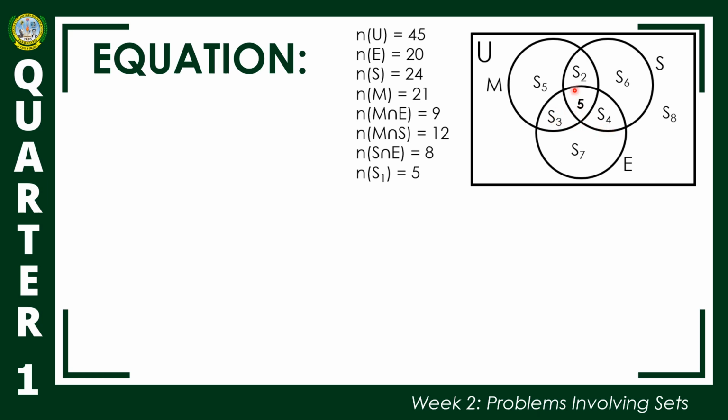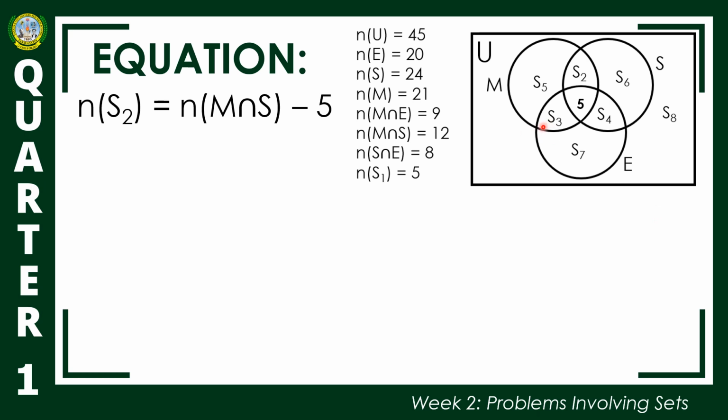Halimbawa po, hahanapin natin ang number of elements in S sub 2. Dun po sa given natin, meron pong binigay na intersection, or number of elements in the intersection of M and S. Since alam natin ang value nito, pwede na lang nating isubtract si 5 for us to get the number of elements here in S sub 2. So, ganito po ang magiging equation niya. The cardinality of S sub 2 is the cardinality of the intersection of M and S minus 5.